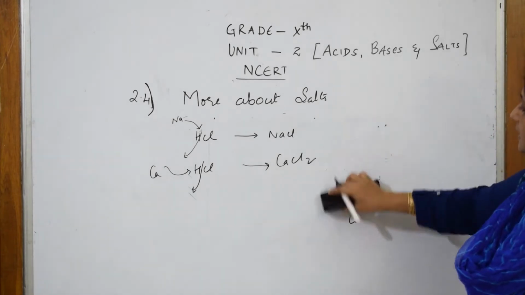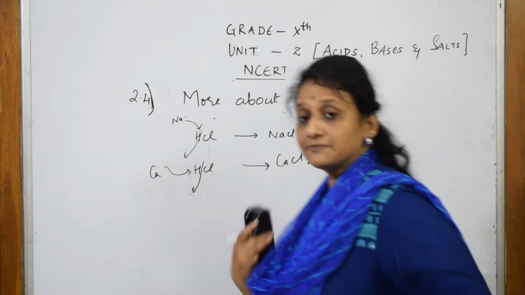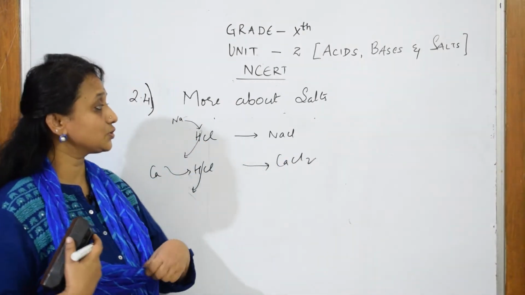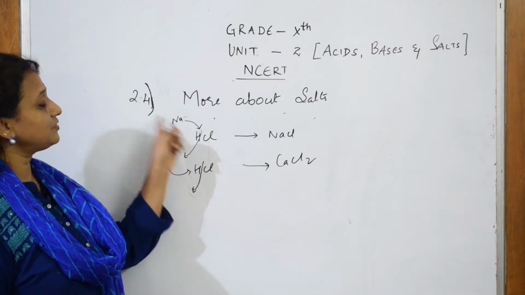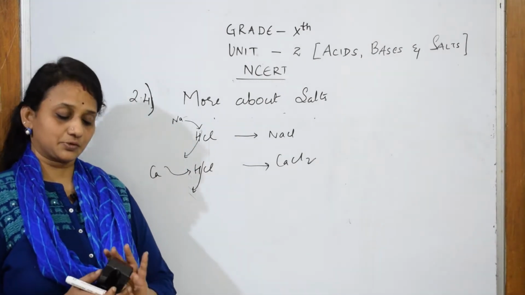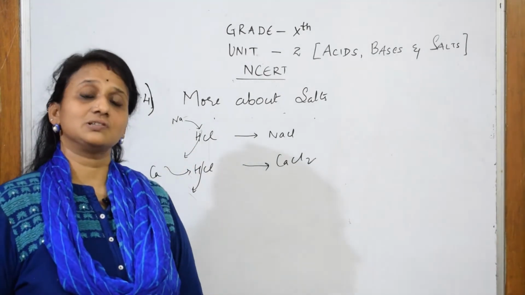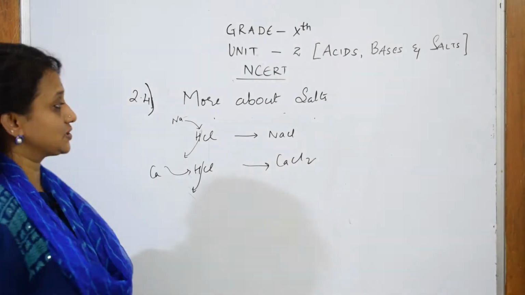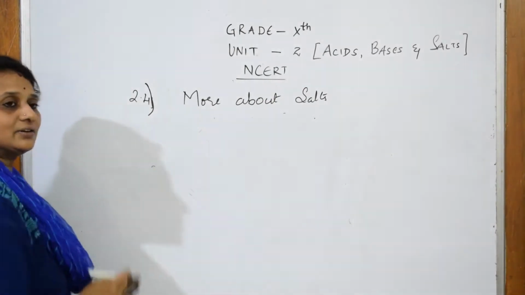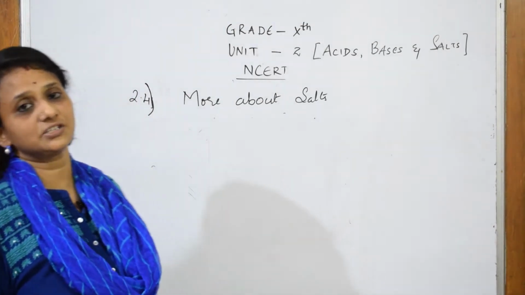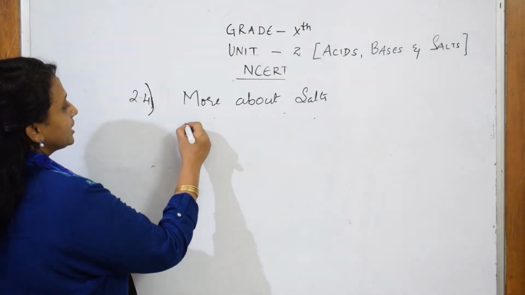Now the first definition I can give you: salts are those substances which are formed by replacing the H plus ion with a metal, like Na in NaCl. Okay, this is understood. Ma'am, how do we get salts in the lab? How can I prepare salts? Salts can be prepared by a reaction called the neutralization reaction, which we have already studied.